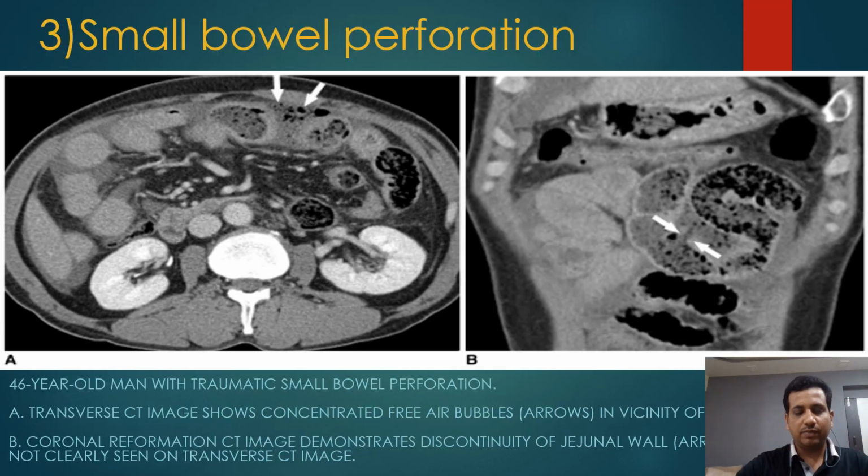Then there is a small bowel perforation. In axial sections, you can see there is a discontinuity, free air and fluid. So it is not evidently seen what the site of perforation is, but in the sagittal image of the same patient, you can see there is a discontinuity, and there are air foci and a collection outside the bowel wall. So this is a jejunal perforation.